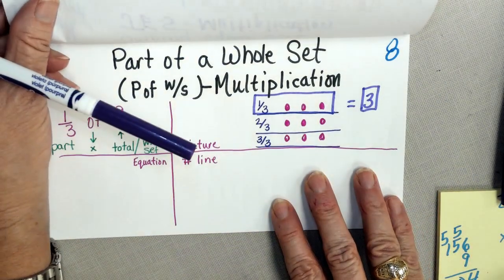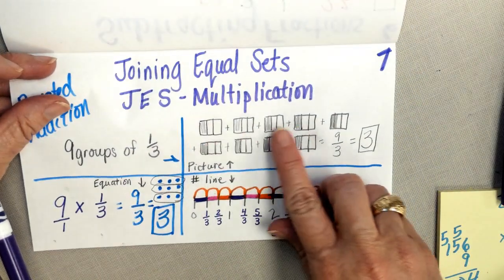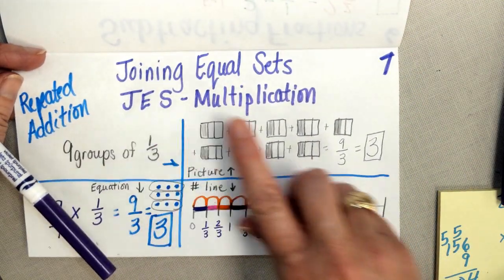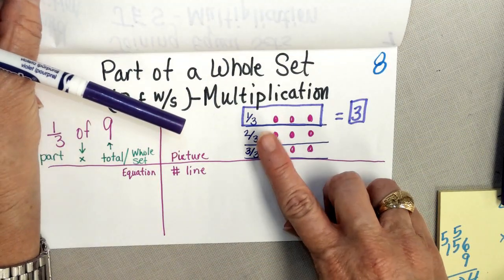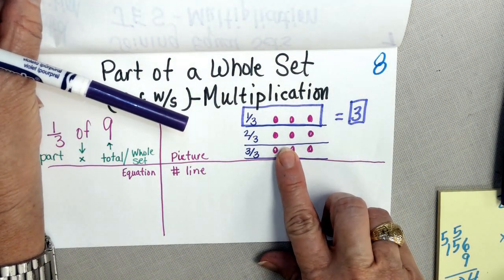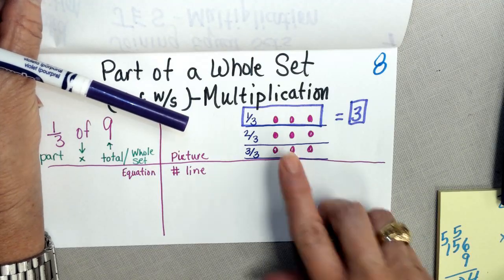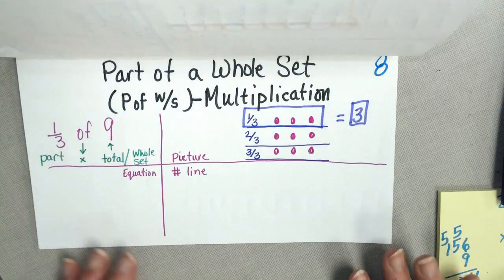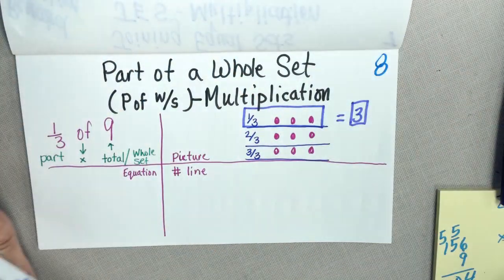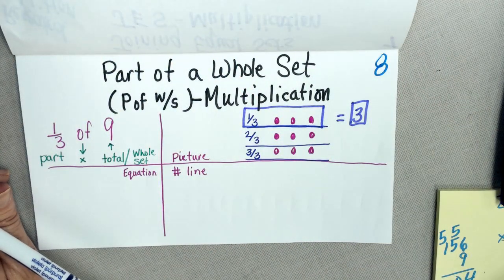So we're able to get the same answer, but do they look differently? They do look differently. This looks to me like a repeated picture. Oh, like repeated addition. And this picture looks like part of a whole entire set of 9. Okay? So that's how you need to think about that. So our number line should be a reflection of our picture.